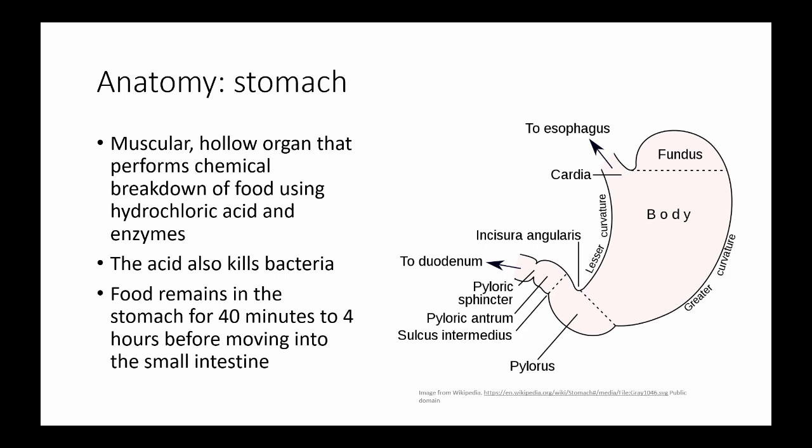The stomach is a muscular hollow organ that performs chemical breakdown of food using hydrochloric acid and enzymes. Hydrochloric acid serves an additional purpose of killing or inhibiting many bacteria. Food stays in the stomach for around 40 minutes to 4 hours before it moves into the small intestine.